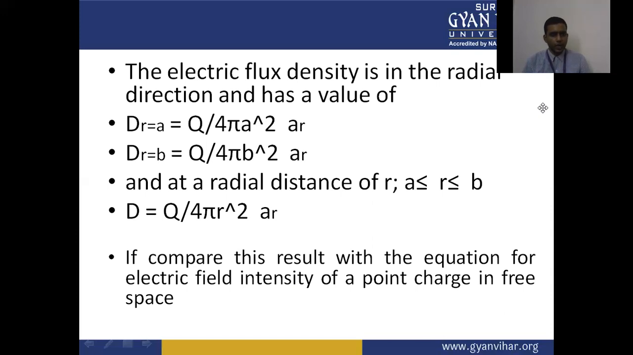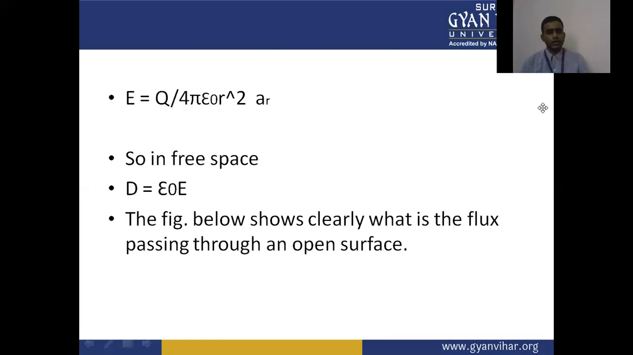So now we have calculated the electric flux density at the distance r, that D is equal to Q upon 4 pi r square in the direction of a_r, the unit vector a_r. If we compare this result with the equation for the electric field intensity of a point charge in free space, that is E equal to Q upon 4 pi epsilon naught r square in the direction of a_r, it is also a vector quantity which we have already studied in the previous lectures.